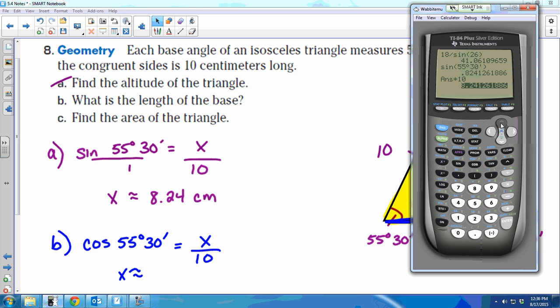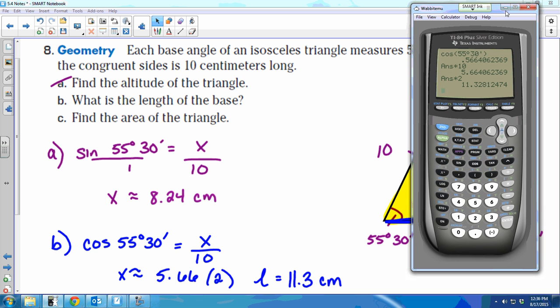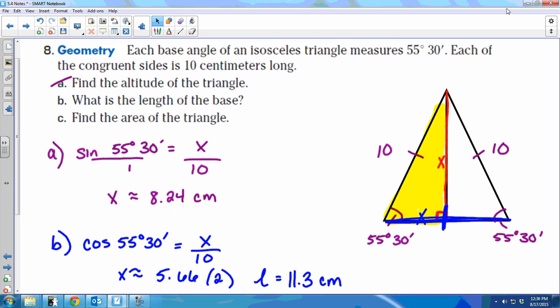I'm just going to go back up and grab this. I'll type it in again. Then change this to cosine. Then multiply by 10. So I get 5.66, but that's only half of the base of the triangle. So I need to multiply by 2 to get the full base. And you get 11.3. Questions about that? It's the length of the base. Yeah, the whole thing. Because we had half of it, so we got to multiply by 2.